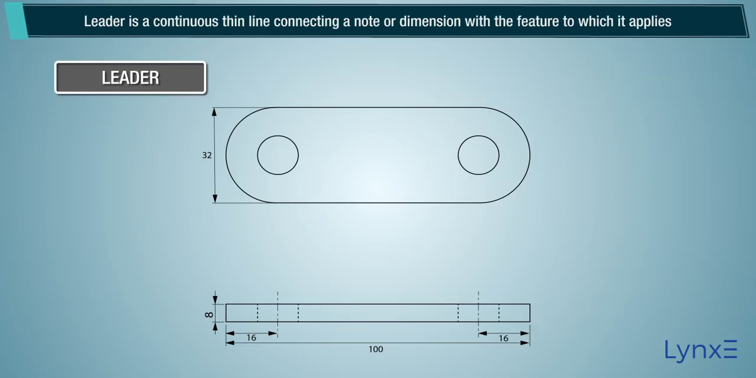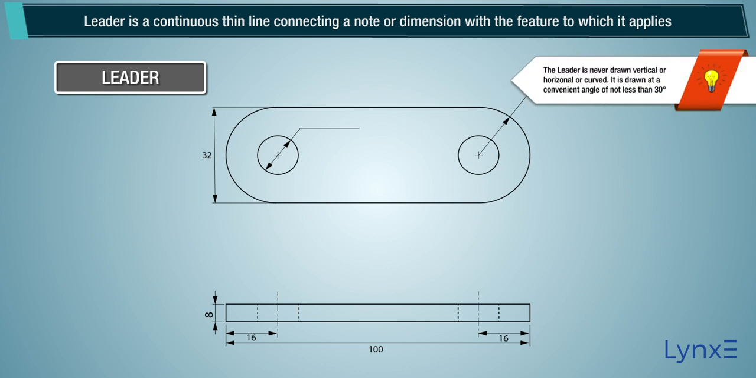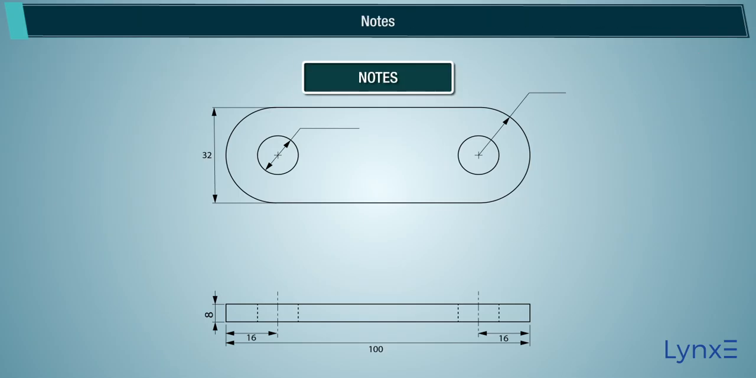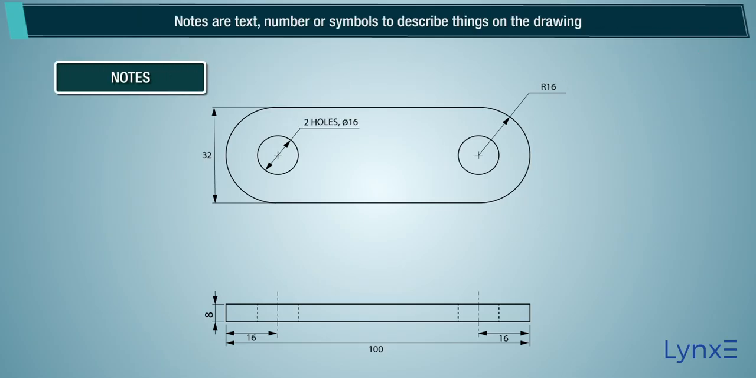Leader. Leader is a continuous thin line connecting a note or dimension with the feature to which it applies. Note: the leader is never drawn vertical or horizontal or curved. It is drawn at a convenient angle of not less than 30 degrees. Notes. Notes are text, number or symbols to describe things on the drawing.